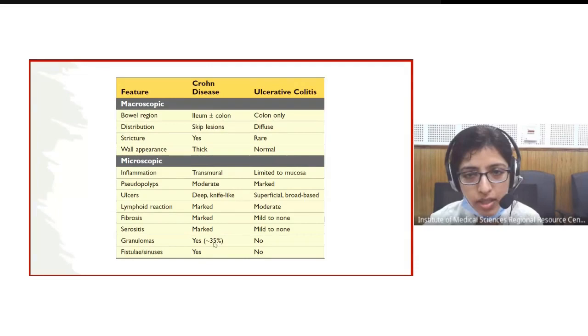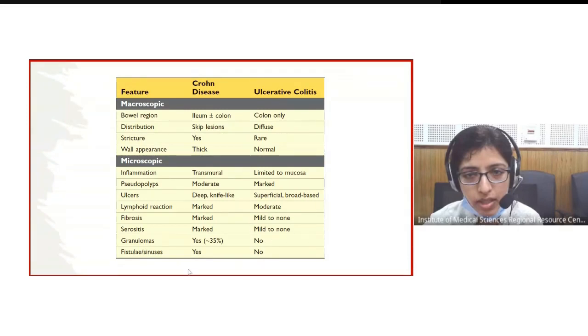Serositis is a feature of Crohn's disease because the inflammation extends throughout the thickness of the bowel. It also involves the serosa. There may be mild serositis in ulcerative colitis, but it is not so prominent. Granulomas are seen in almost 30 to 35% of the patients with Crohn's disease. These are tiny, non-caseating mucosal granulomas, which may be seen in other layers of the bowel wall as well. Granulomas are not seen in ulcerative colitis.